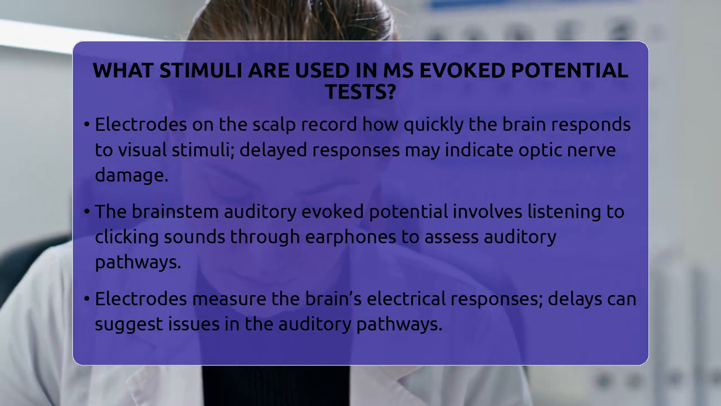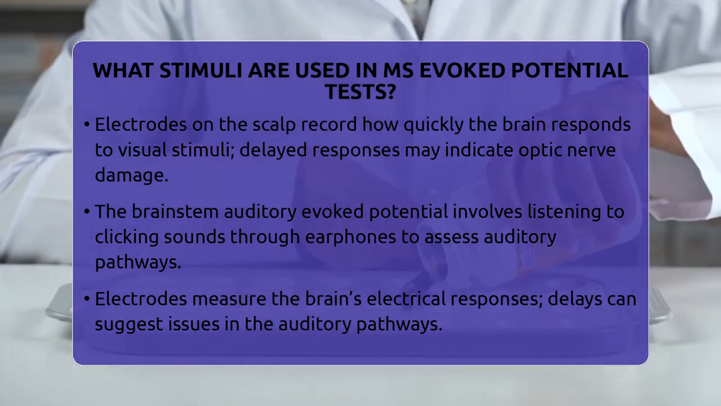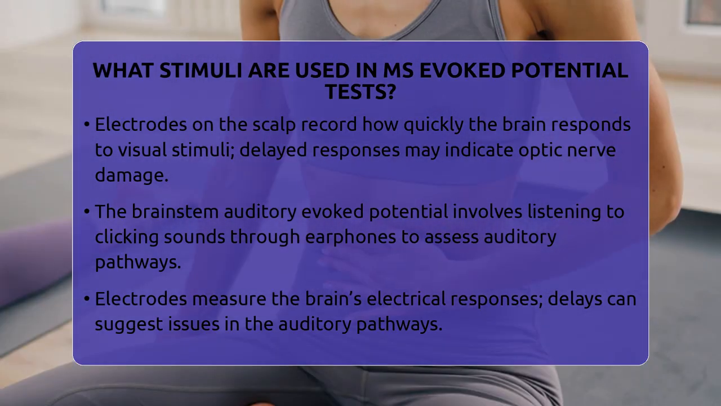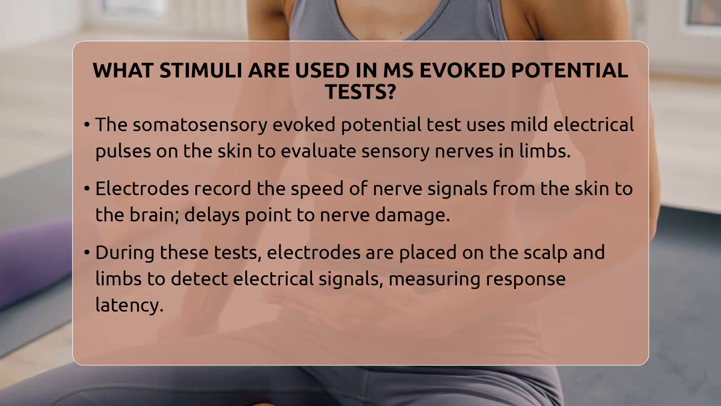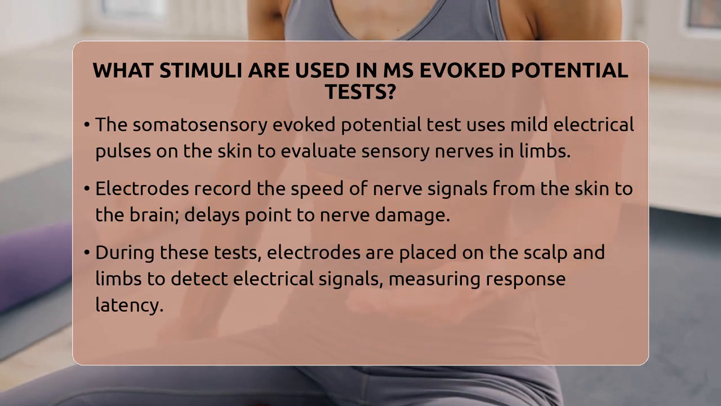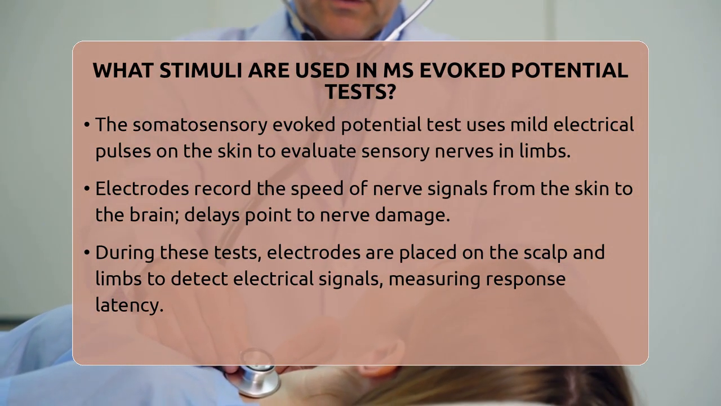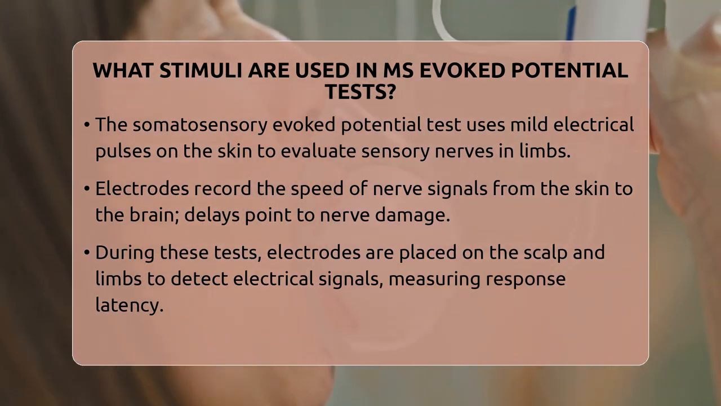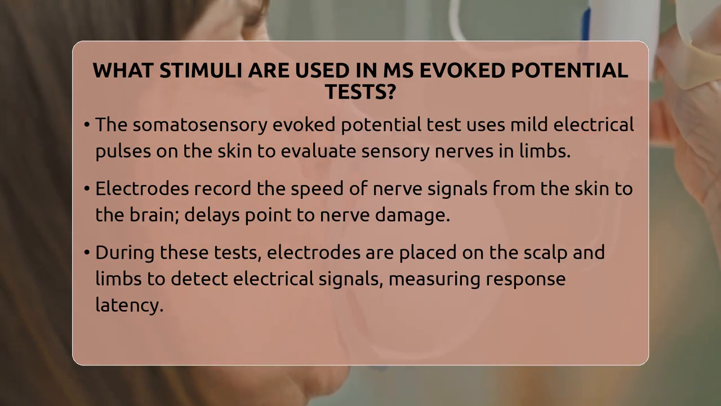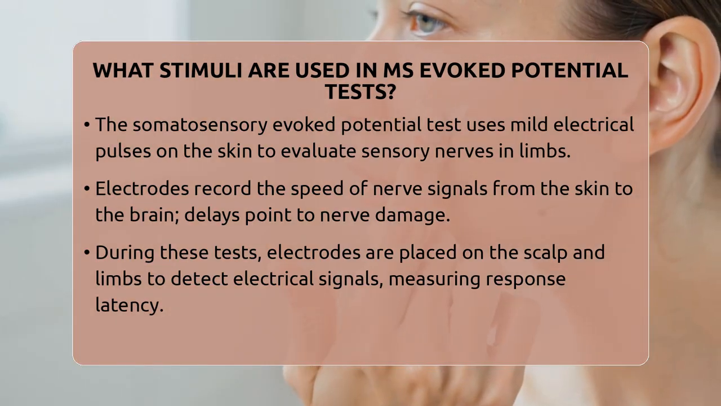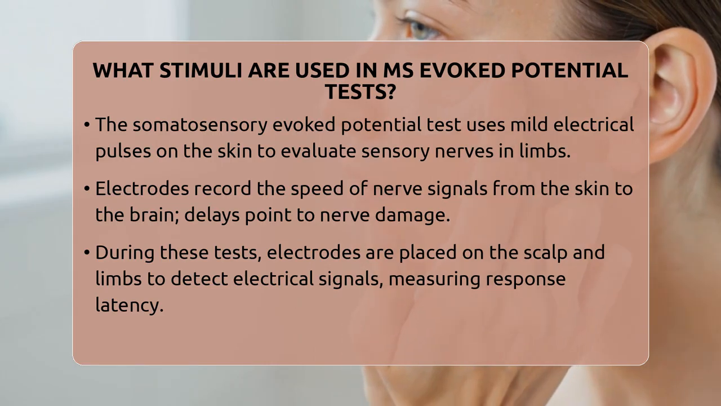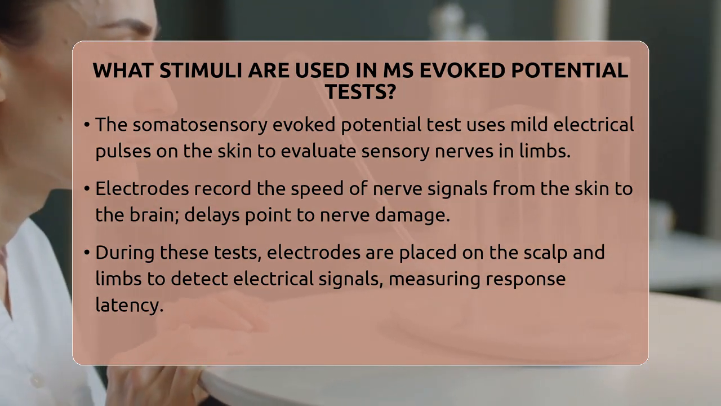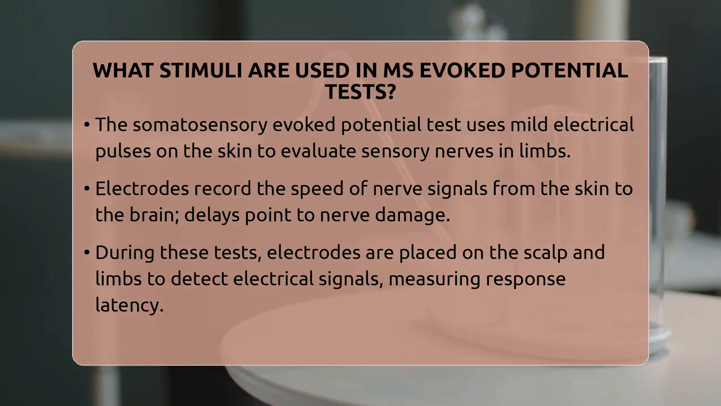The third main type involves somatosensory evoked potentials. This test uses mild electrical pulses applied to the skin, usually at the wrist or knee. These pulses stimulate sensory nerves in the arms and legs. Electrodes record how quickly signals travel from the skin to the brain. If the responses are delayed, it might indicate nerve damage in the sensory pathways, which is another hallmark of multiple sclerosis.